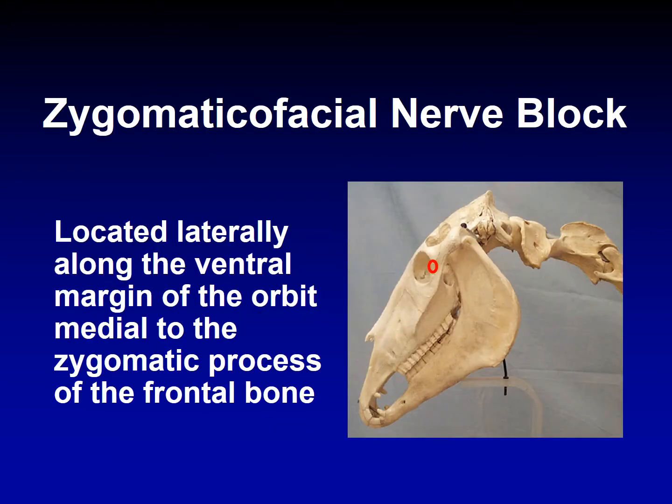The fourth nerve block around the eye is the zygomaticofacial nerve block. Again, the zygomaticofacial is coming from the trigeminal, and the landmark to do this nerve block is laterally along the ventral margin of the orbit. Let's see how it's done on the real horse.